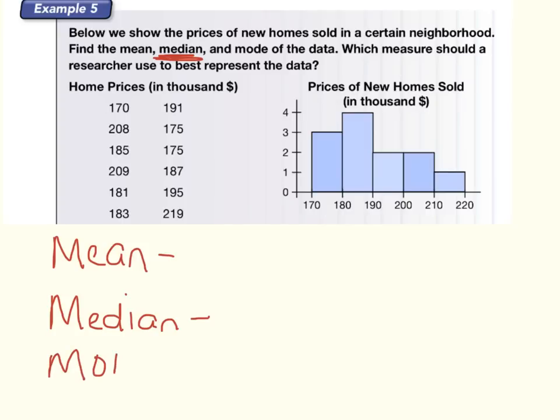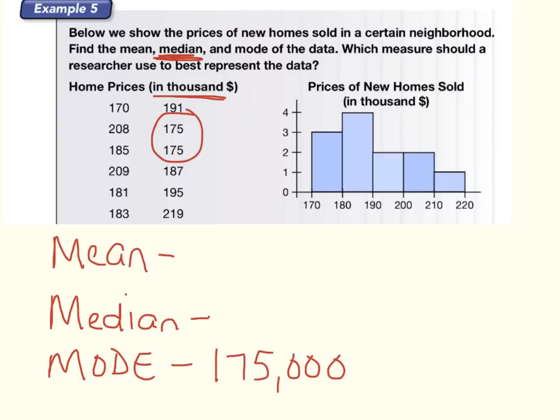The easiest one to do is the mode, because it's just the one that appears most often. So which one repeats? Does 170 repeat? No. 208? No. 185, does that repeat? No. 209. So it looks to me like the only thing that repeats is this one. So the mode is going to be 175, and it says in thousands, so that's $175,000 for a house.